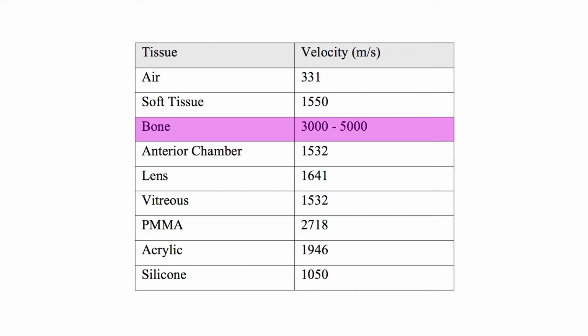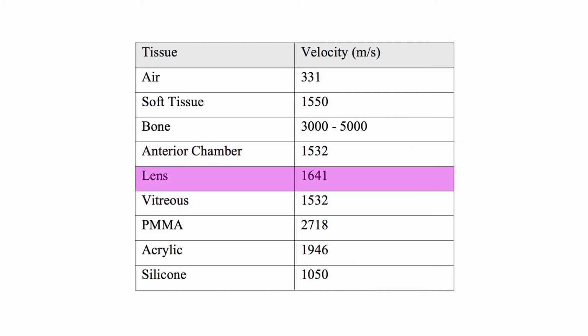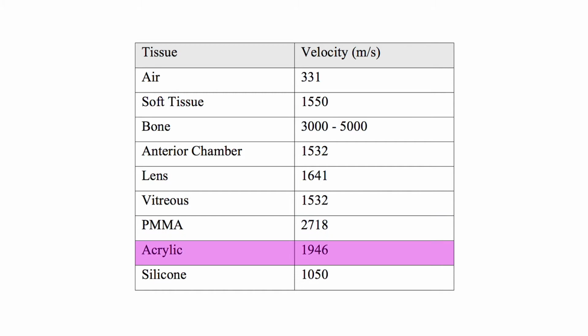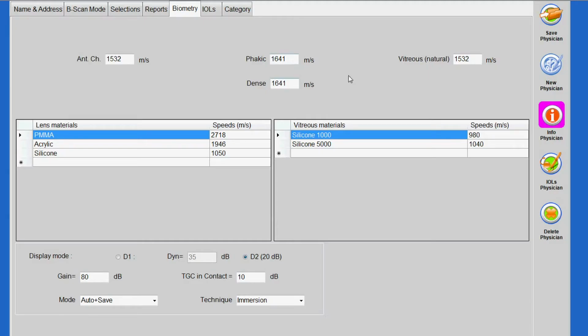The velocities of sound through intraocular tissues have also been determined. In the anterior chamber and through the vitreous, sound travels at 1,532 meters per second. Through the normal lens, 1,641 meters per second. In the pseudophakic eye, the speed varies according to the material properties of the intraocular lens. The velocity through an IOL made of PMMA is 2,718 meters per second. Through an acrylic IOL, 1,946 meters per second, and through a silicone IOL, 1,050 meters per second. These values are typically integrated as defaults into the analysis software of ophthalmic ultrasound devices.